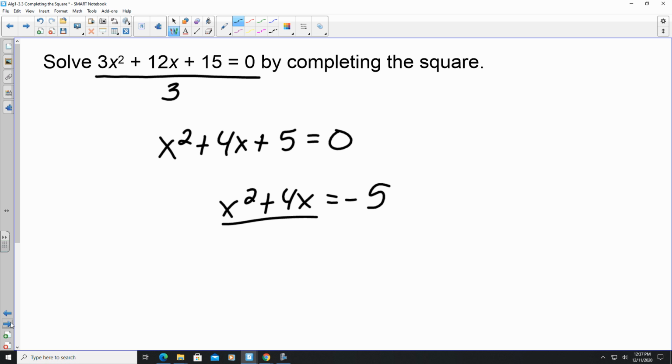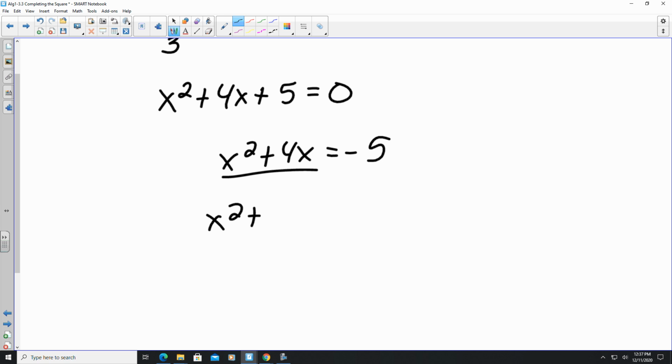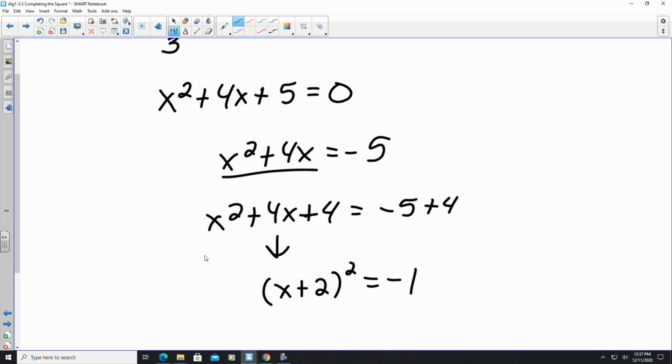Now here I'm going to complete the square on my variable side. So now this is going to be x squared plus 4x plus 4 divided by 2 is 2. 2 squared is 4. This is now going to be equal to -5 plus 4. So -5 plus 4 is -1. So now this turns into what? x plus, b divided by 2, what? 2, squared is equal to a negative 1.